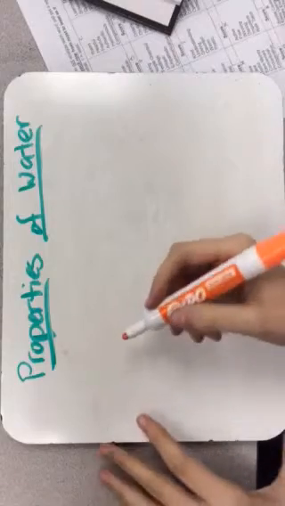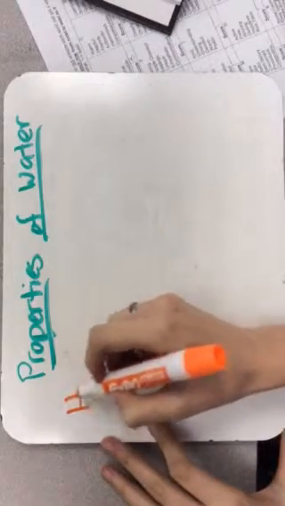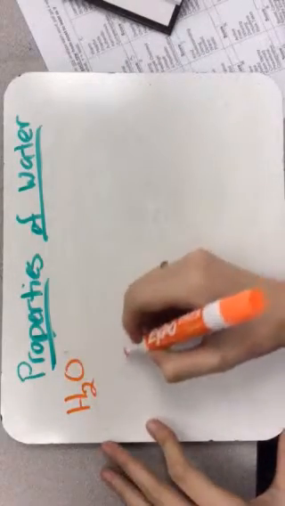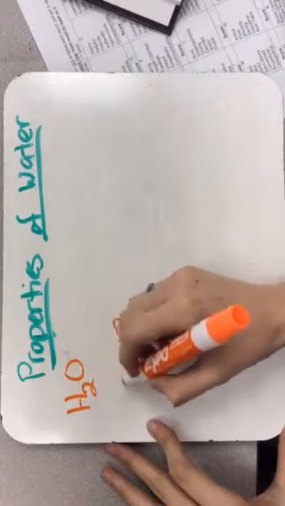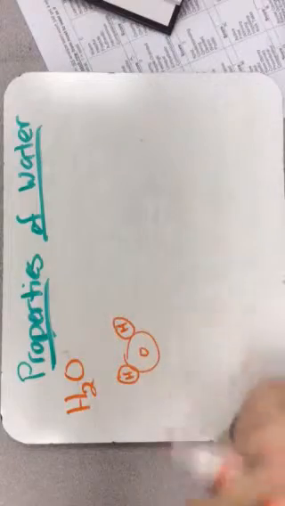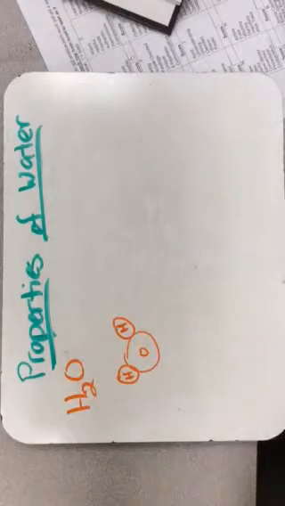So one of the first things that you need to know about water is the chemical formula is H2O. That means that it is an oxygen atom bonded to two hydrogen atoms. It is in this formation. Yes, it really does look like Mickey Mouse. It is always like that, and once you get into chemistry, you'll find out why.